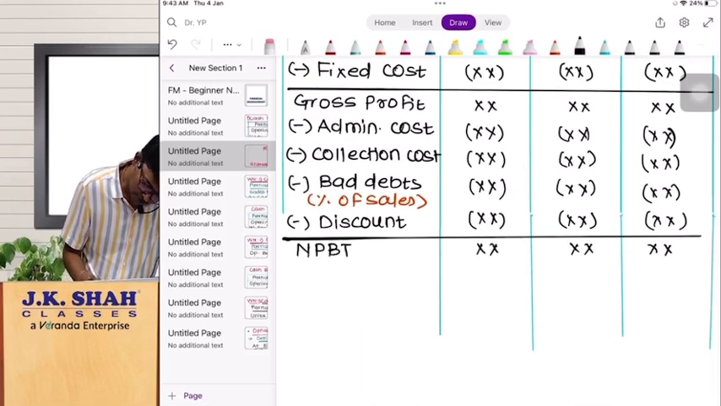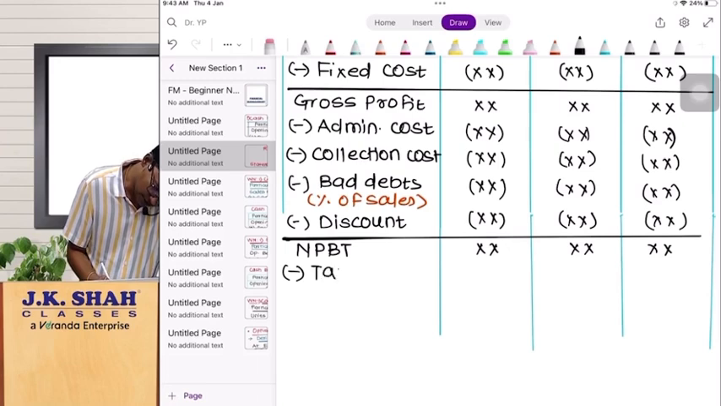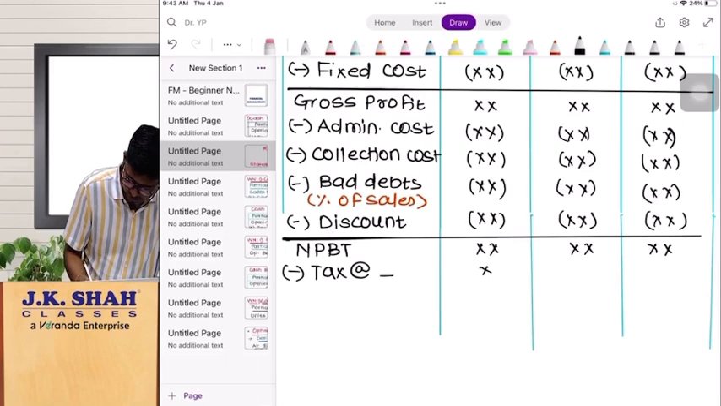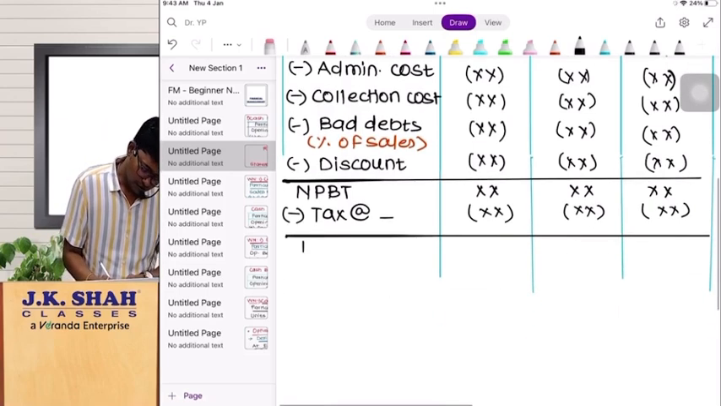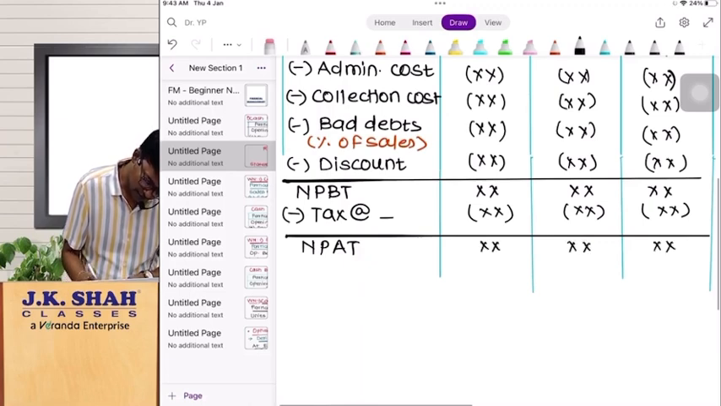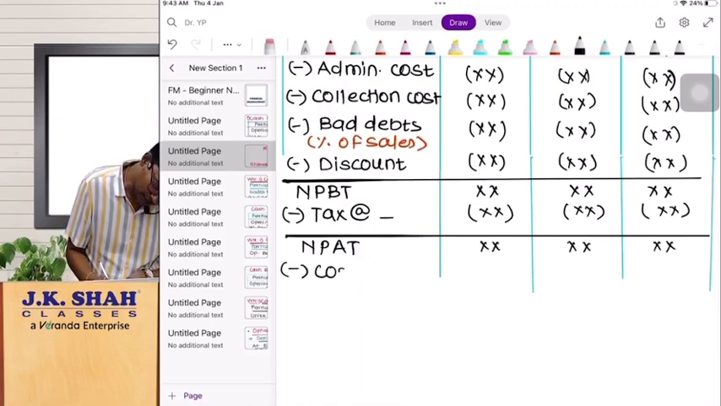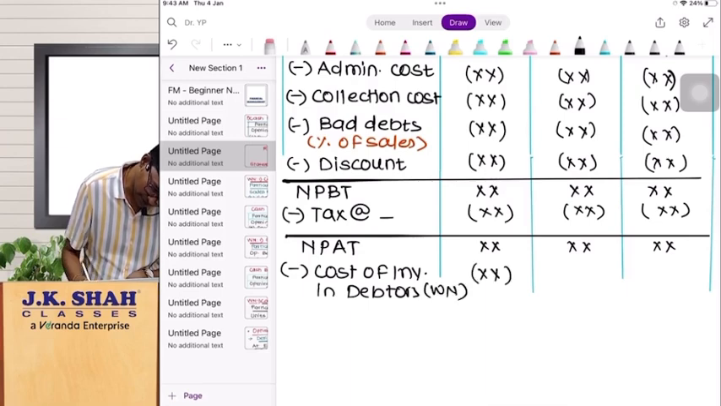Once net profit before tax is computed, we are going to take tax related data. If tax is given, you should consider that, otherwise you can skip. In that event, your EBT and EAT both are to be considered as same. This gives you NPAT, net profit after tax, and after NPAT you should record cost of investment in debtors. Always we are going to compute this by preparing separate working note.